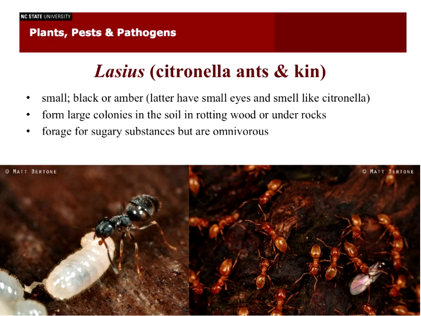But they do smell like citronella when they're threatened. They release this pheromone from their mandibles that smells like citronella. I haven't personally smelled it. Maybe I'm not harassing them enough, but I'd like to go out and test that out a little more. They do form large colonies in the soil or in rotting wood or under rocks. So if you overturn a rock and you see a number of little amber-like ants, it may be Lasius. And again, they forage for sugary substances, but are omnivorous.